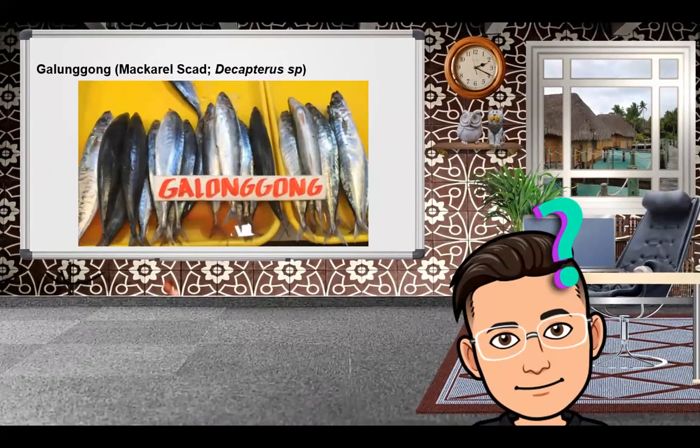Next is the galunggong. This fish is extremely popular in the Philippine market, especially with the masses, as they are relatively inexpensive and remarkably tasty. They are found in salt water, especially in northeastern Palawan and in Navotas, dubbed as the country's fishing capital. The galunggong fish is available in the public market, usually priced at 60 pesos per half kilo.